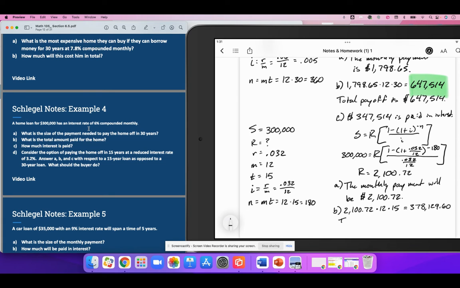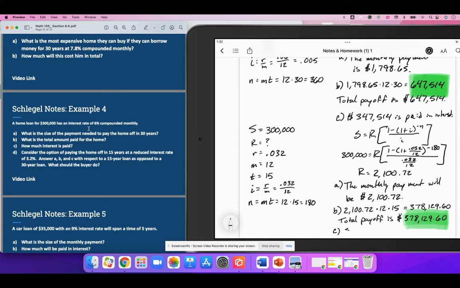So total payoff is $378,129.60. Let's compare that to the previous one of $647,000. This is a difference of almost $300,000 in interest that these people would be paying for their home. That is a gigantic difference for a change in a monthly payment of only $300 a month. Like, look at this difference. It's crazy. So the home was bought for $300,000.